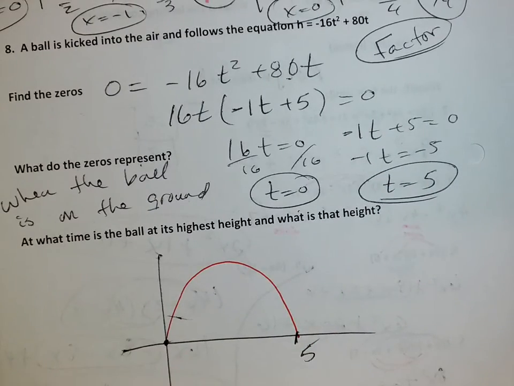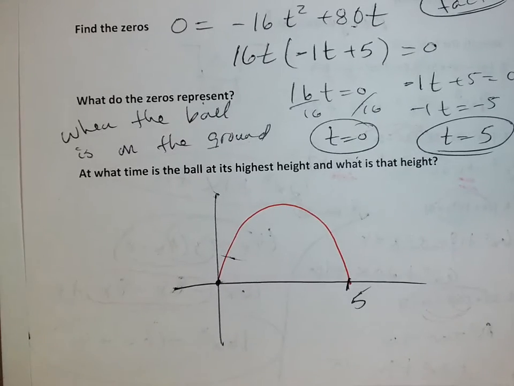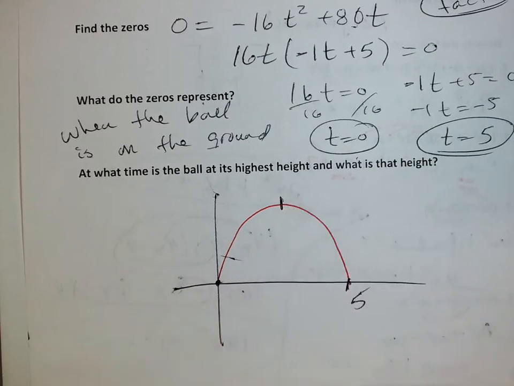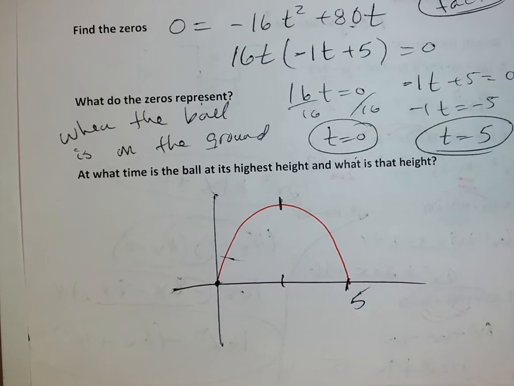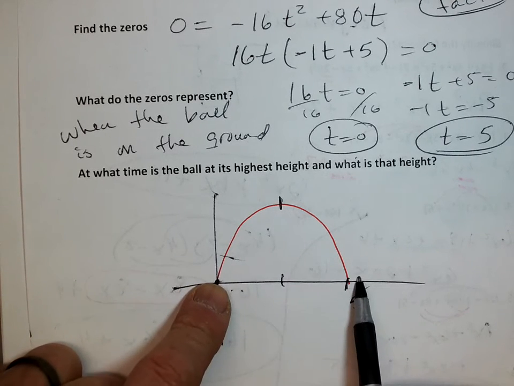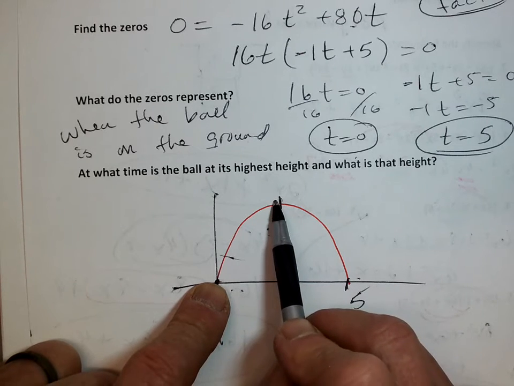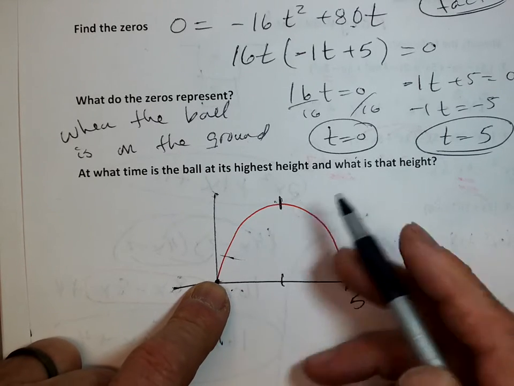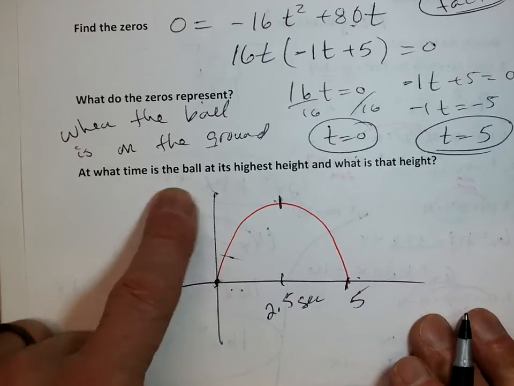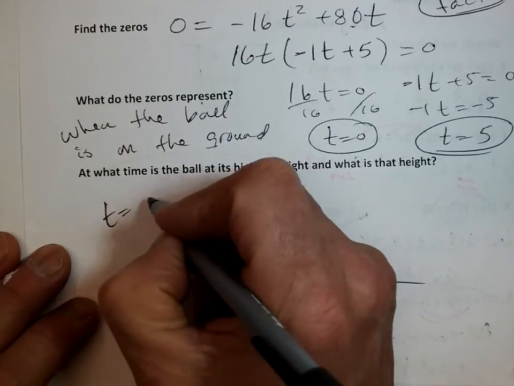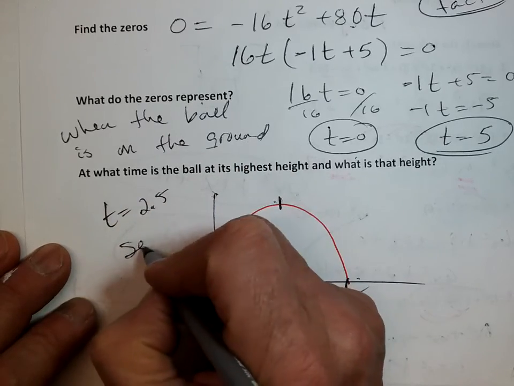Now, take a look at my little picture. Where's the highest point? Well, it's got to be right there. You guys agree with that? What's the time? 2.5. If it takes 5 seconds to go from here to here, halfway through the flight, it's got to be at its highest height. So at 2.5 seconds. So it says at what time? T equals 2.5 seconds, okay?